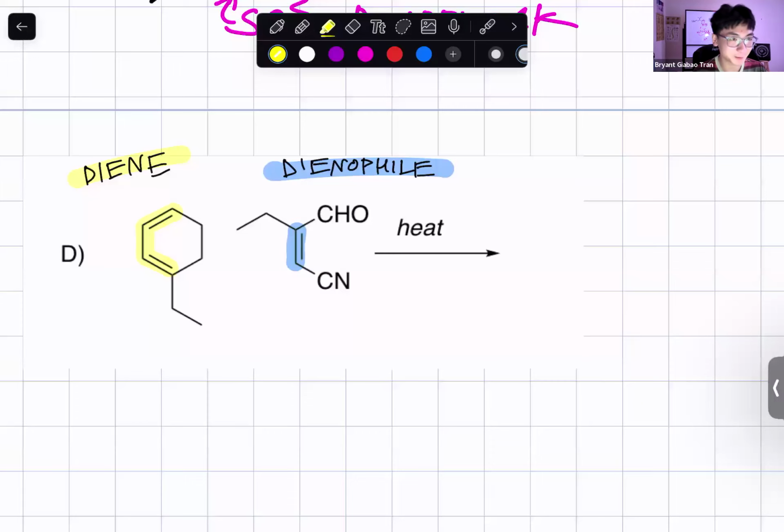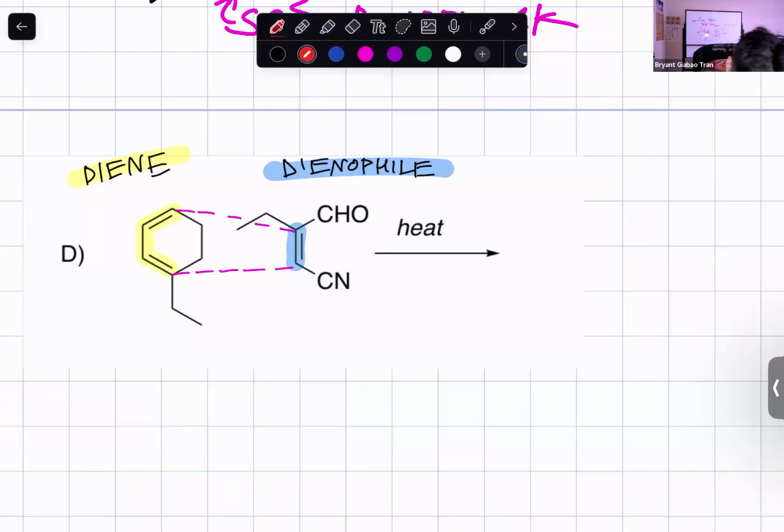But they're important though, right? Because you have to keep in mind the endo rule, and keep in mind what the out group and in group are as well. So now I'm gonna draw a pocket between the diene and dienophile like that, where that's the new bond that's gonna be formed in the reaction, right?